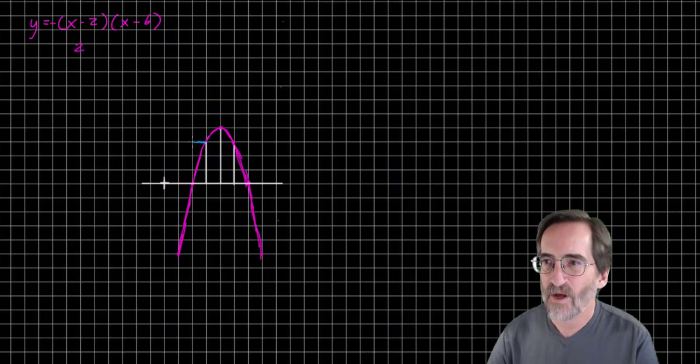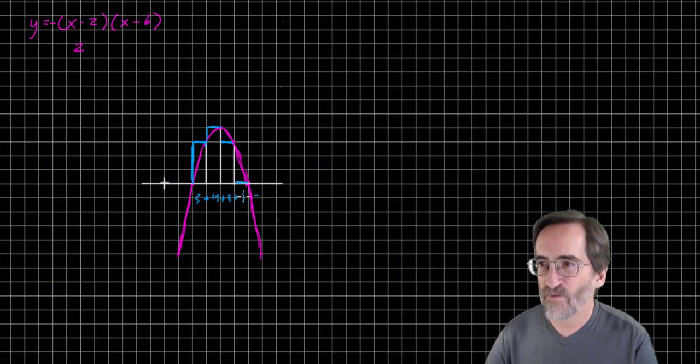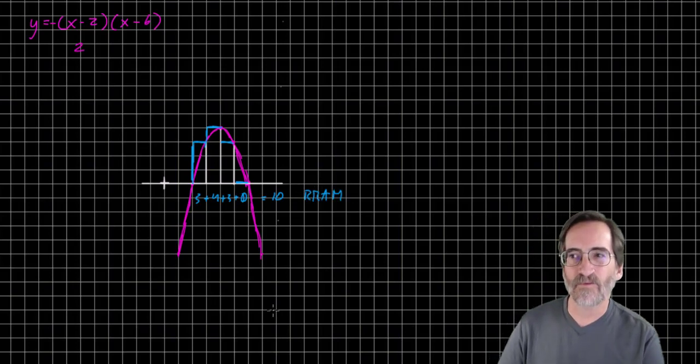Okay, so now the right rectangular approximation method takes the height of the rectangle as the right boundary. So the height of the first boundary would be 3, the height of the next would be 4, the height of the next would be 3, and the height of the last would be 0. So we have 3 plus 4 plus 3 plus 0 equaling 10. So this is what we call RRAM, right rectangular approximation method.